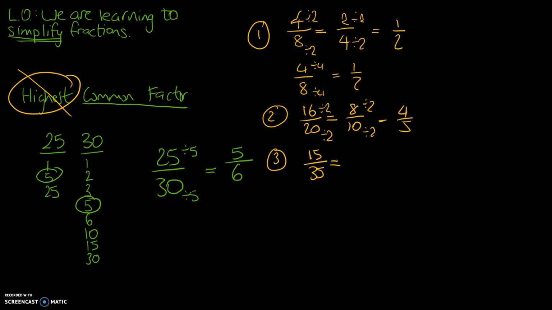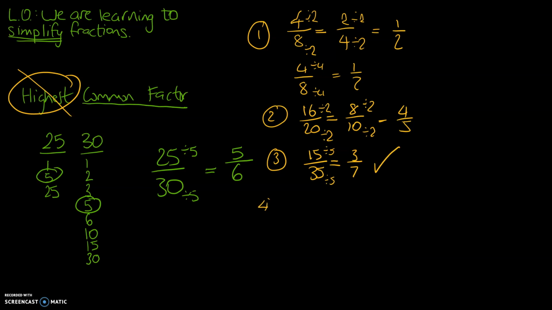And what I think is maybe 5, because 5 times 3 is 15, and 5 times 7 is 35. So let's divide the top and the bottom by 5. So that's going to become 3 over 7. And at this point, we've got to think to ourselves, are there any other common factors in 3 and 7? It doesn't look like there is, so that would be our final answer.